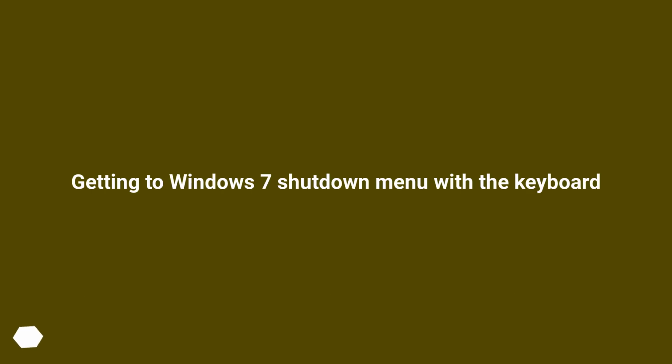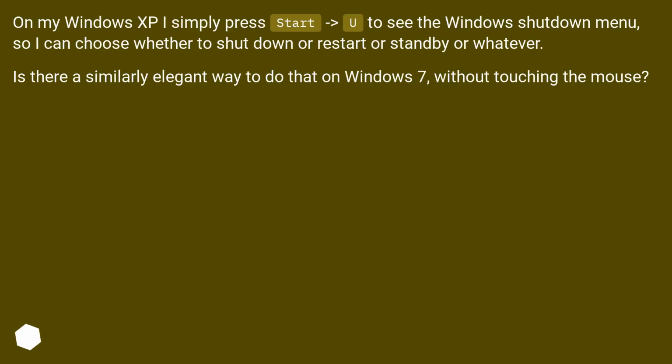Getting to Windows 7 shutdown menu with the keyboard. On my Windows XP I simply press Start and Alt+U to see the Windows shutdown menu, so I can choose whether to shut down or restart or standby or whatever. Is there a similarly elegant way to do that on Windows 7, without touching the mouse?